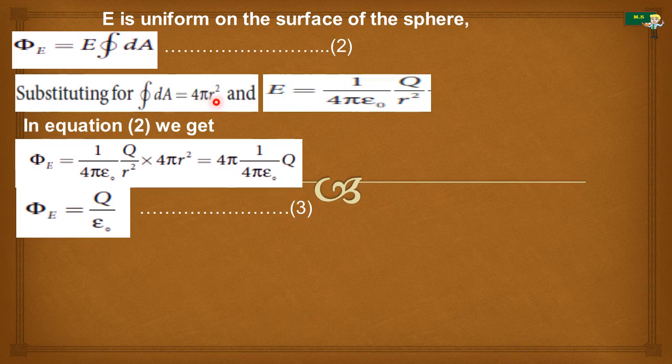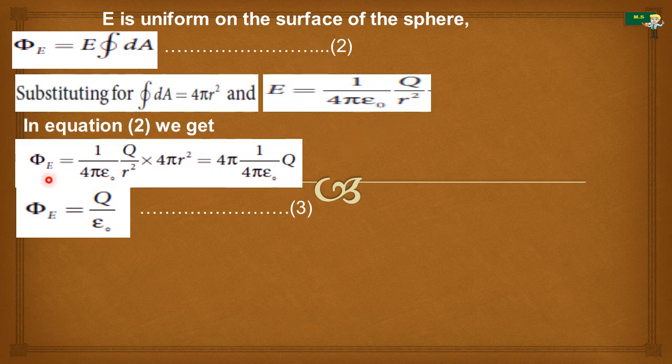Substituting closed integral dA is equal to 4 pi r square, which is the value of the area of the sphere. Substitute the value of 4 pi r square instead of dA. Therefore, E into closed integral dA gives E into 4 pi r square. For the electric field, E is equal to 1 by 4 pi epsilon 0 Q by r square.